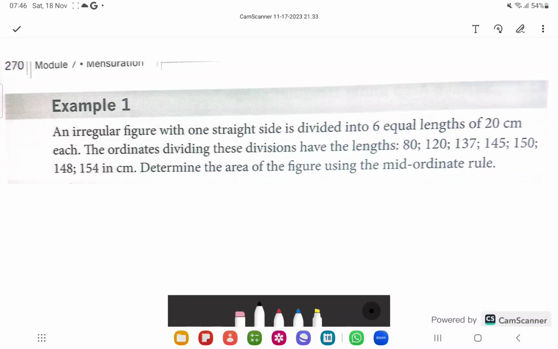We have what we call an irregular shape here. So this is a question on irregular shape. So it's something that does not have a regular shape. So we're just going to try to answer the question on irregular shape. So this is mensuration.